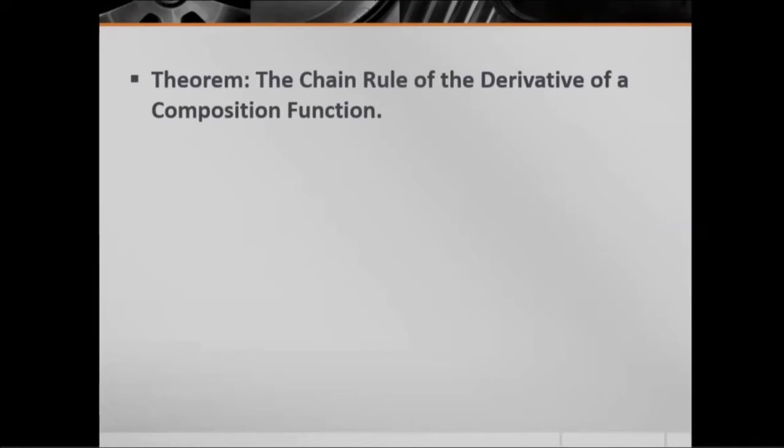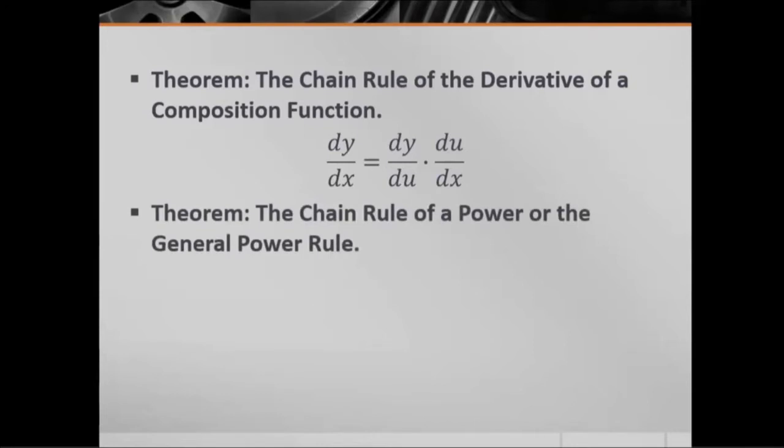One is under the theorem, the chain rule of the derivative of a composition function. We have dy over dx is equal to the product of dy over du times du over dx. And another method comes from the theorem, the chain rule of a power, or the general power rule. And that is the derivative of u to the n over dx is equal to n u raised to n minus 1 times du over dx.